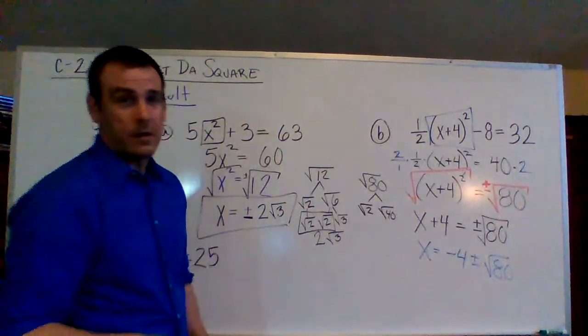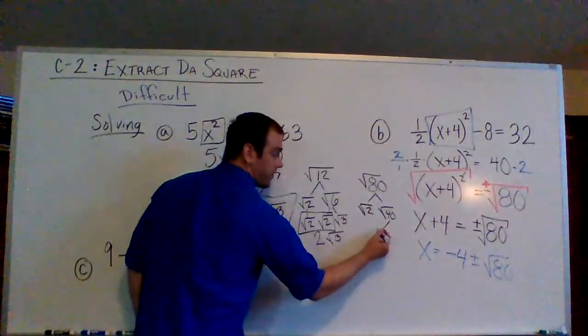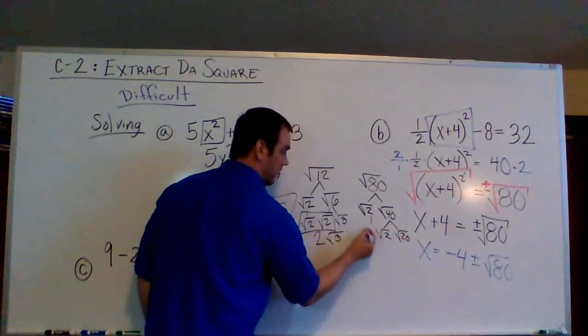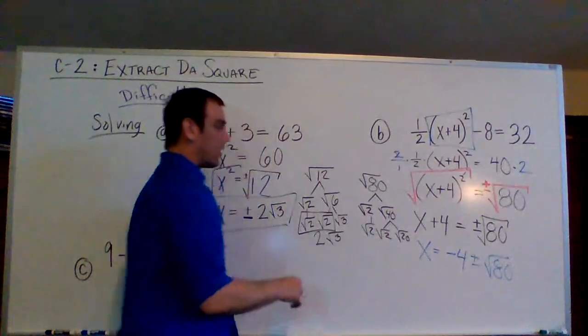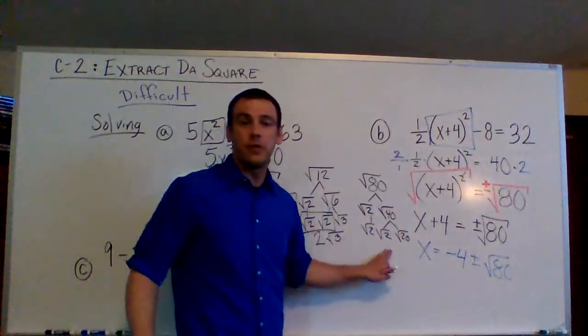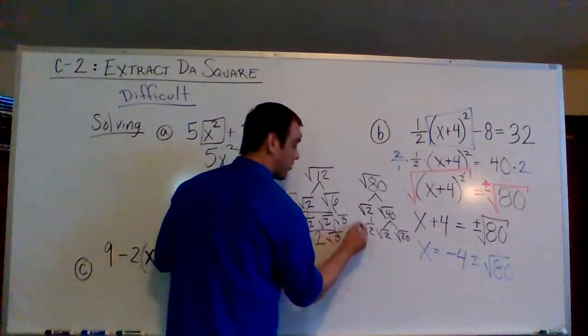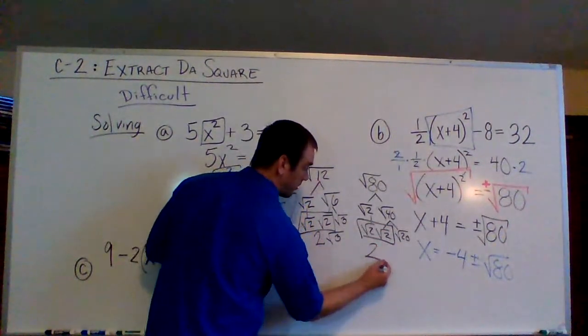40 is another even number. I can take out another 2. Square root of 2, square root of 20. And we got a square root of 2. Remember, as soon as you have square roots and you get a pair of them, it turns into a normal number. Square root of 2 turns into a normal 2.